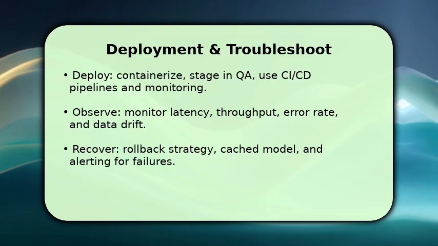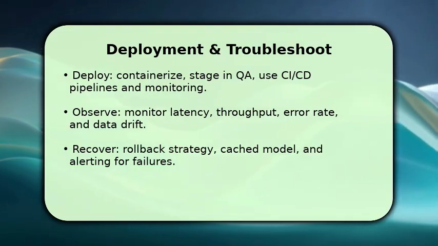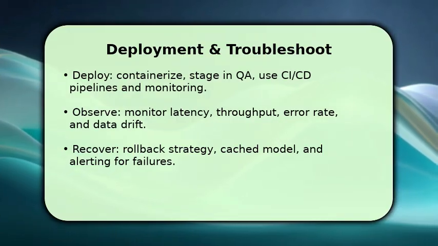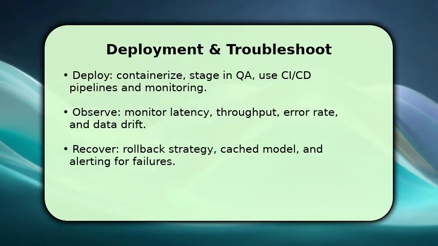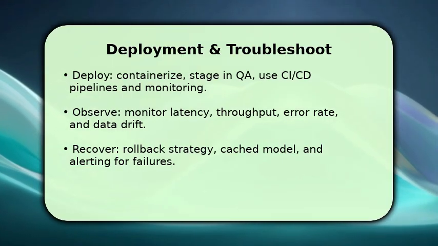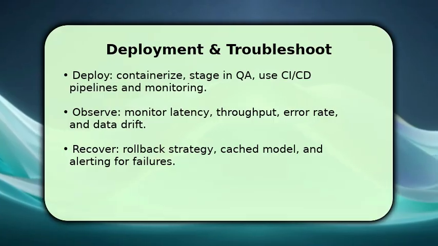Once live, monitor latency, throughput, error rate, and data drift so you detect regressions early. If issues arise, roll back to the previous model, switch to a cached fallback, and investigate logs. While troubleshooting, validate inputs and data pipelines because most failures are upstream. Finally, schedule.